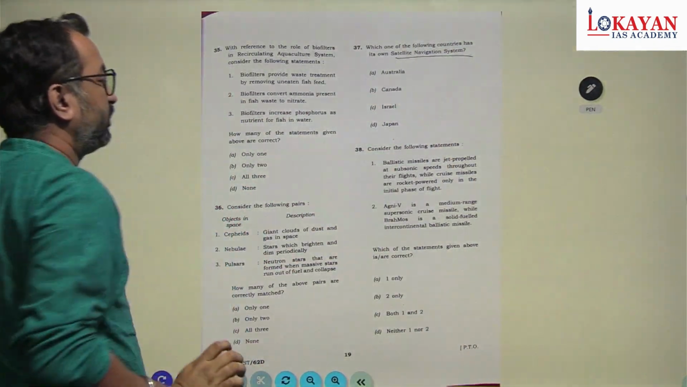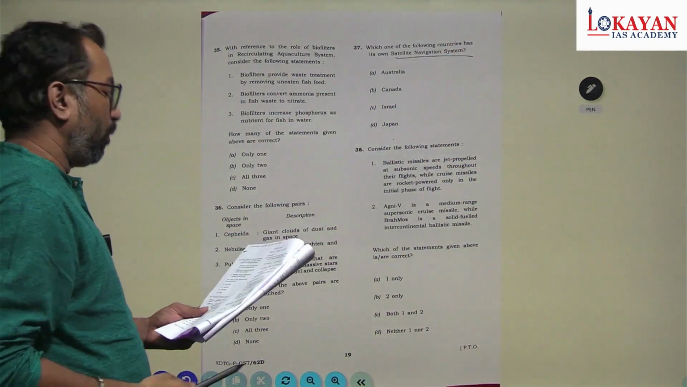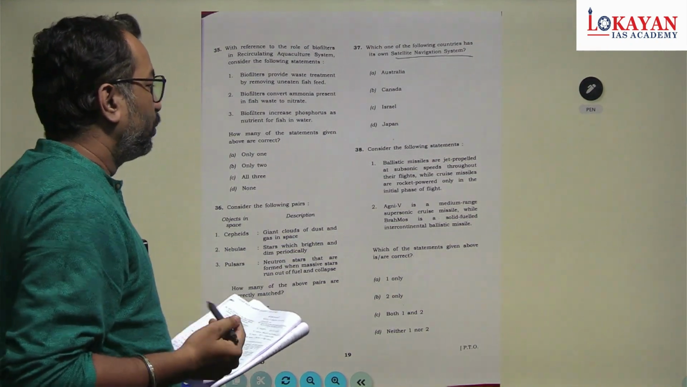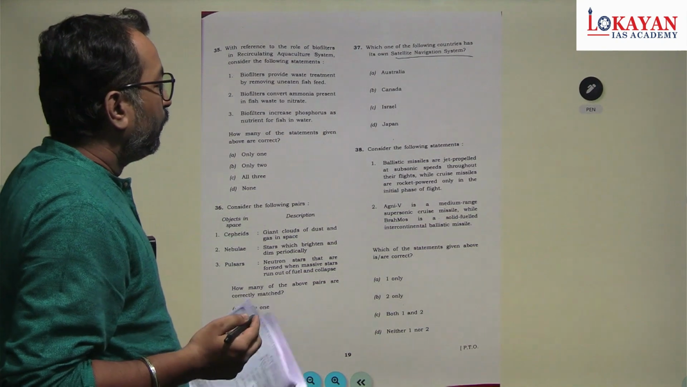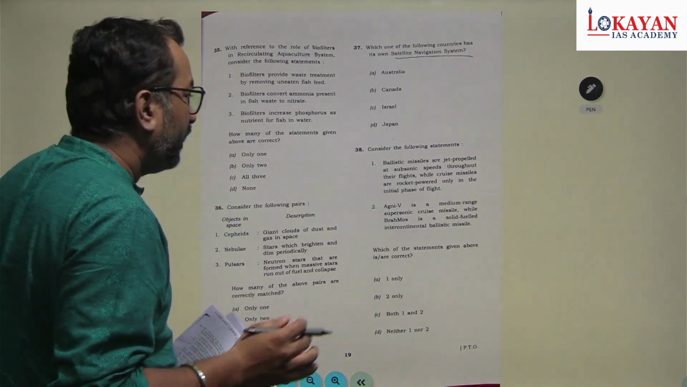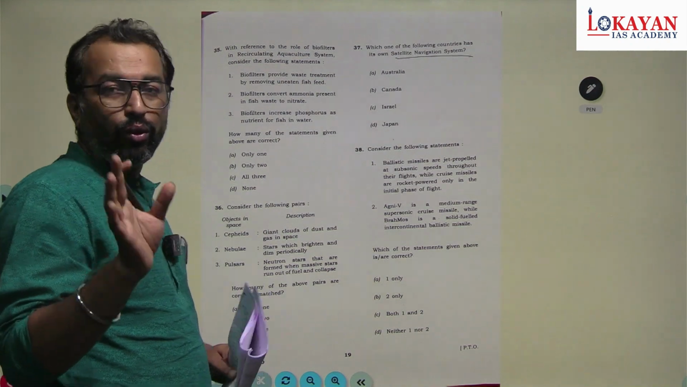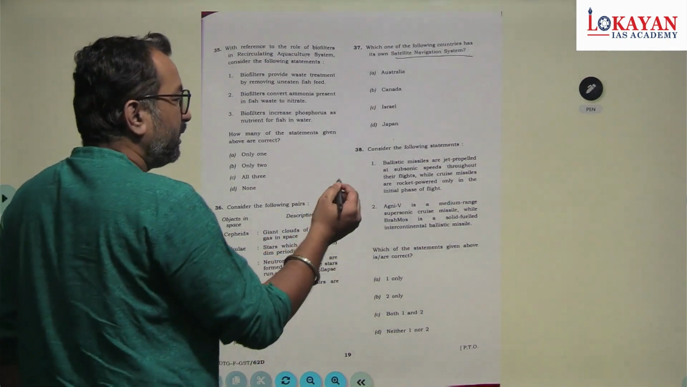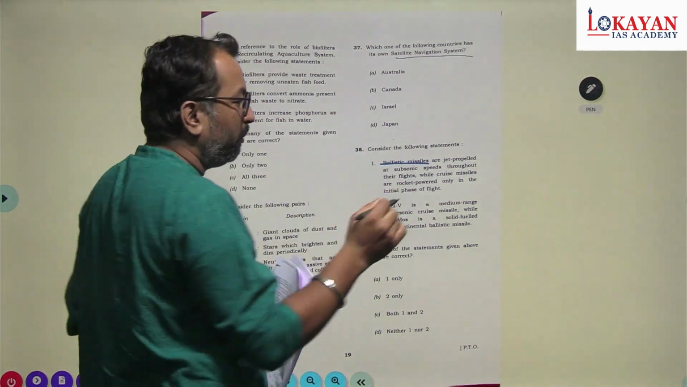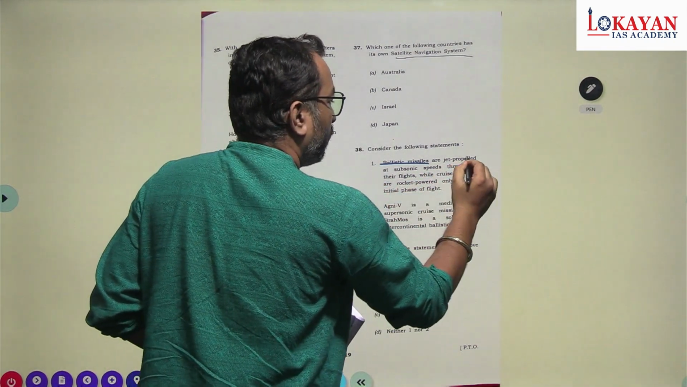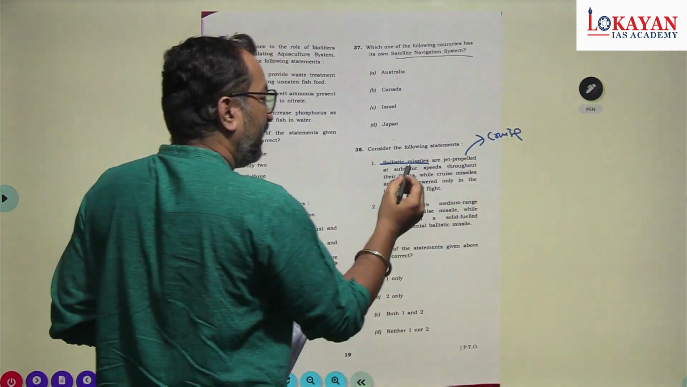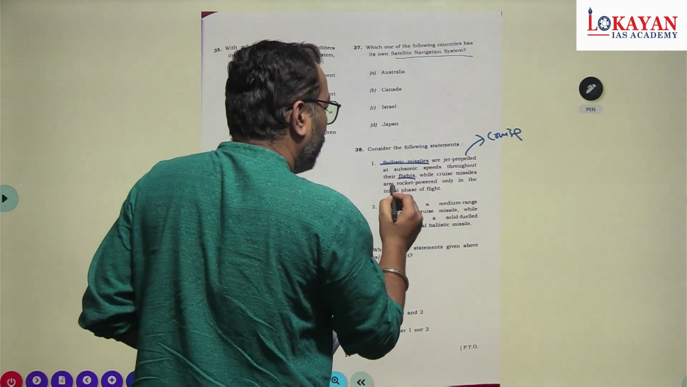See, there are 2 statements given. Ballistic missiles are jet propelled at subsonic speeds throughout their flights, while cruise missiles are rocket powered only in the initial phase of flight. If you know this concept, these are very basic concepts. Ballistic missiles are not jet propelled, but cruise missiles are jet propelled. Right? Ballistic missiles are rocket powered.